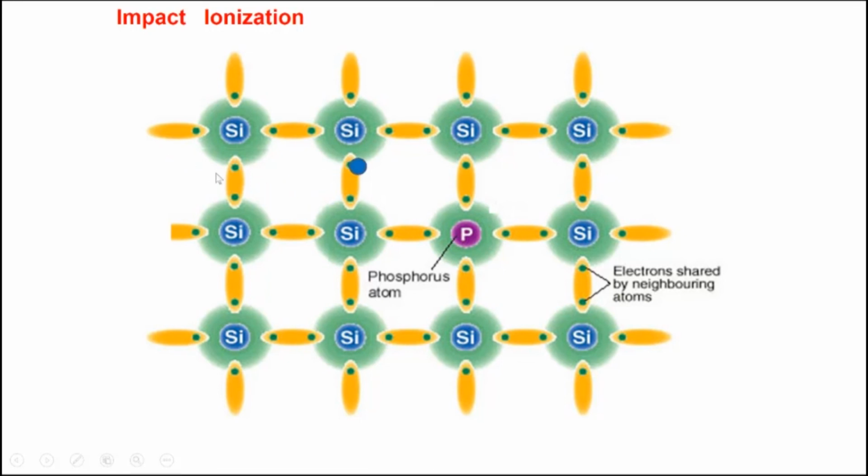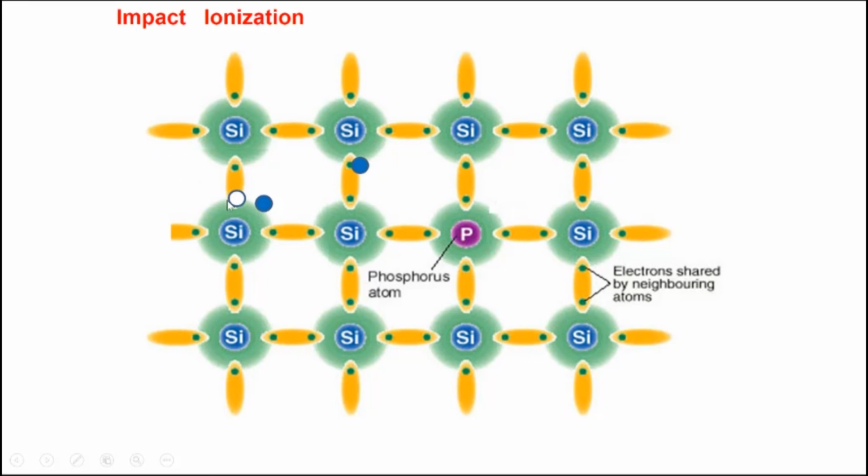For example, what may happen is when you see an electron like this, and let's say the electric field is in this direction, from right to left. If the electric field is high, as this electron moves, it gains energy from the electric field. And as it gains energy from the electric field, it may ionize the lattice. It may knock out an electron-hole pair.